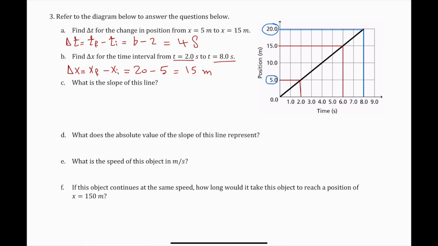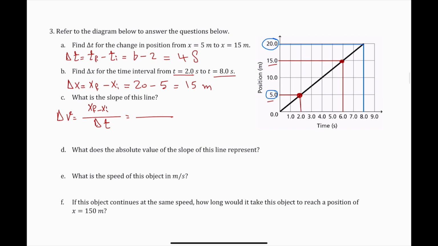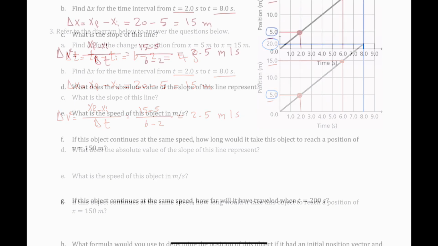C. What is the slope of this line? To take the slope, we need 2 points. Again, the slope is average velocity, so delta v equals x final minus x initial over the change in time, which is equal, let's take these 2 points for the 5 and this one here, so we have 15 minus 5, then 6 minus 2. The answer will be 10 over 4, which is 2.5 meter per second.